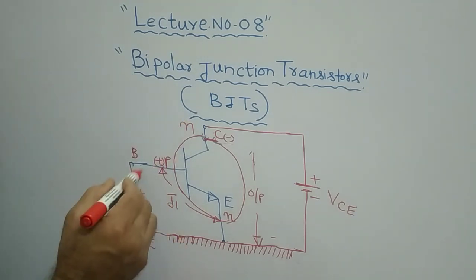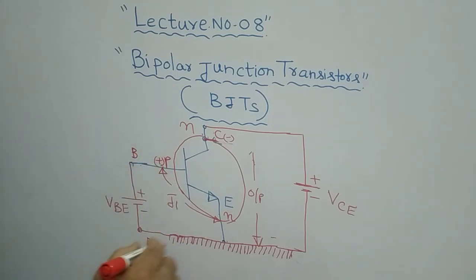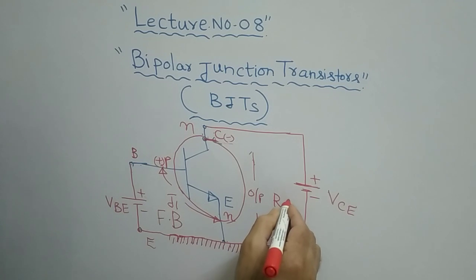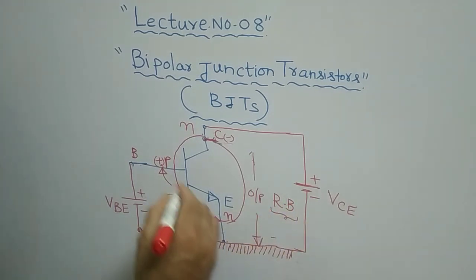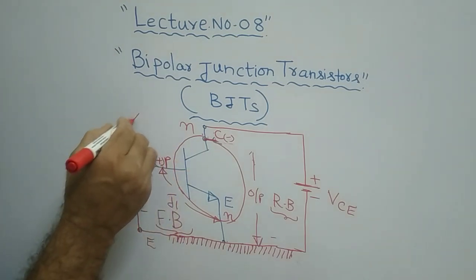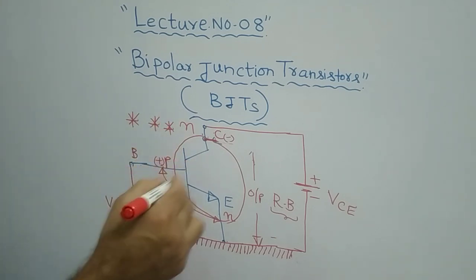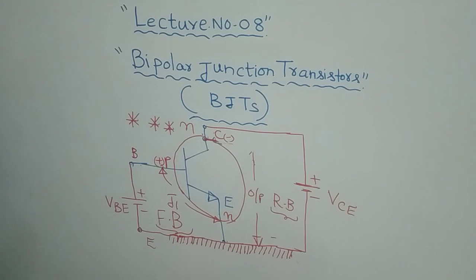So now you can say that the input junction is forward biased, whereas your output junction is reverse biased. So output is reverse biased, input is forward biased. This is a very important condition to note down. If you connect the transistor in this way, then only your transistor will work as an amplifier. This is how the input and output junctions shall be biased.